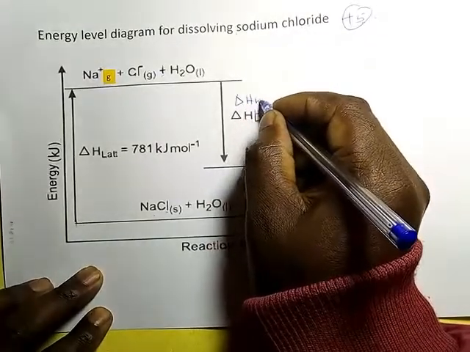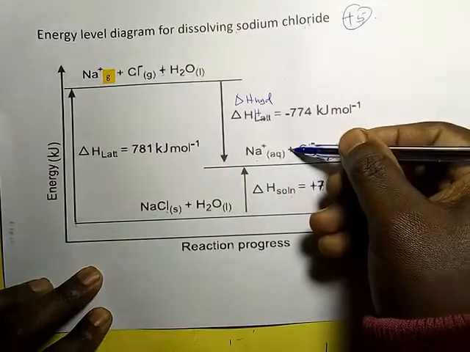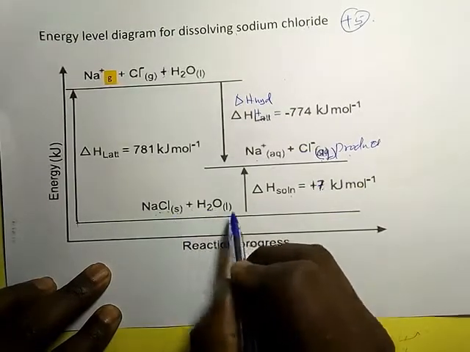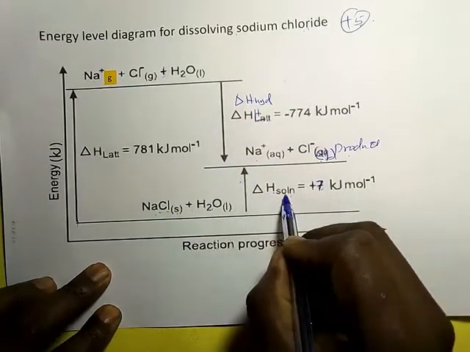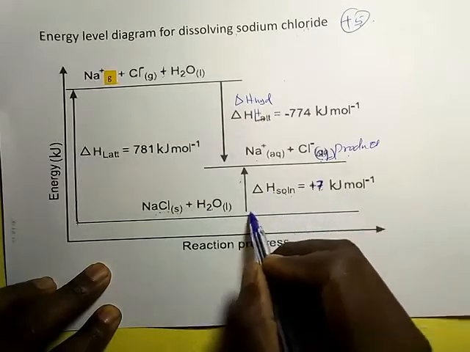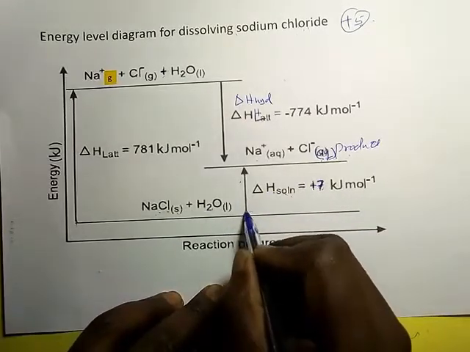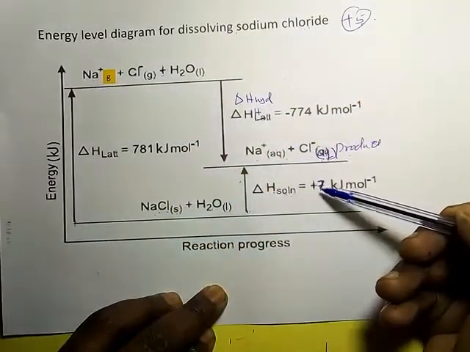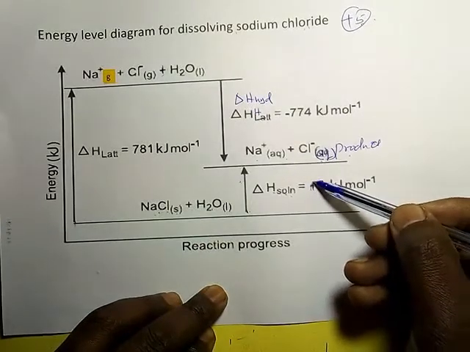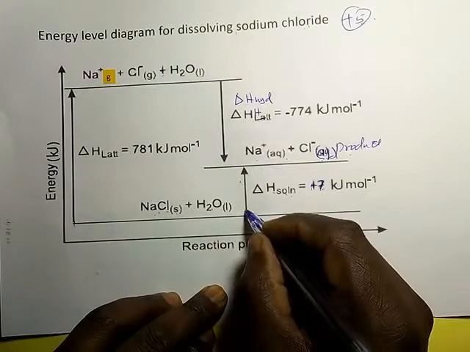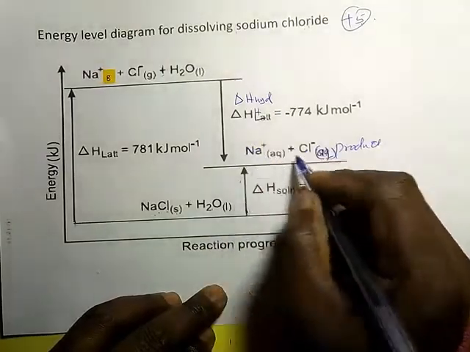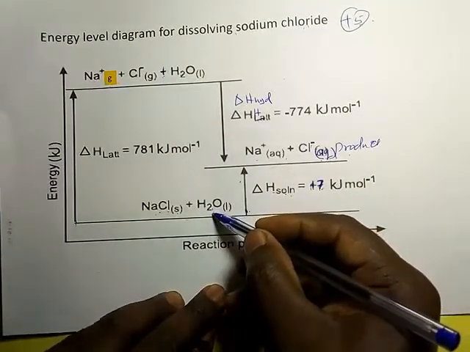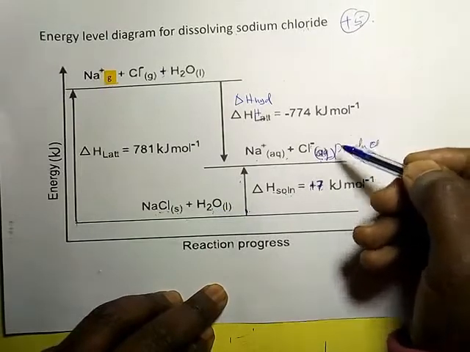This one is called hydration enthalpy, the hydration energy, right? Now from here, sodium chloride plus water, the direct route is the heat of solution, which is positive 7. What I am interested in here is to see where the products are, because the reaction is endothermic. The final enthalpy change is positive, so you must ensure that the products are higher than the reactants, because we know in an endothermic reaction the products have higher energy than the reactants.